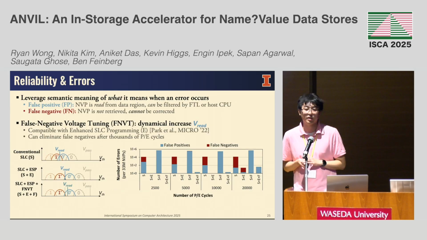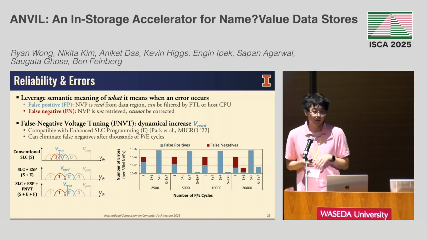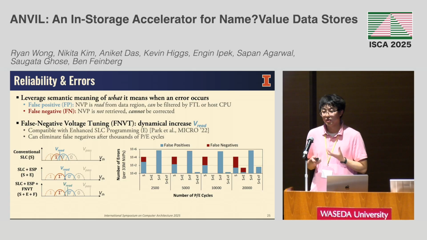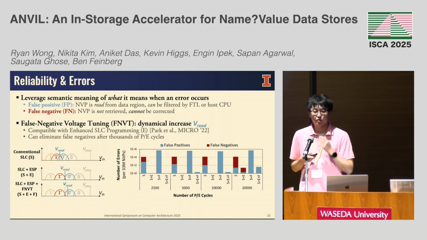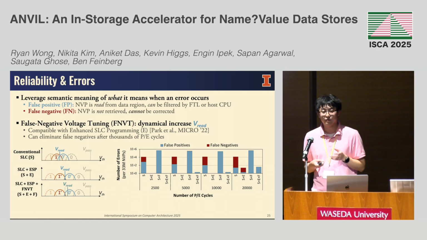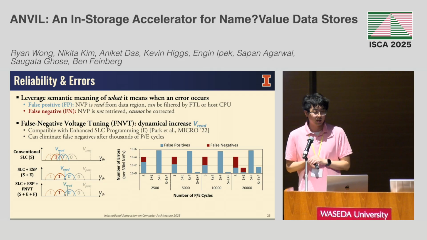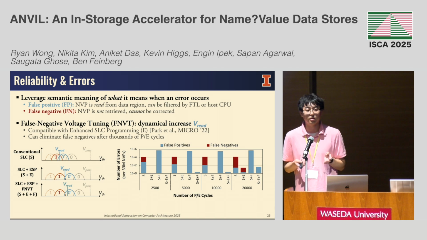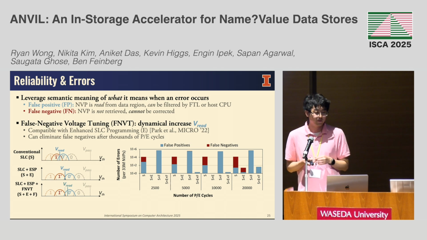We also examine the reliability of our NAND flash search primitive and leverage the semantic meaning of how errors occur. Particularly, we observed that during the match process, we can end up with false positives and false negatives. False positives occur when we incorrectly detect a match and will therefore retrieve the data, and false negatives occur when we do not detect a match when we should have.